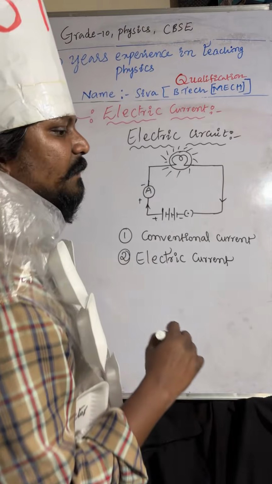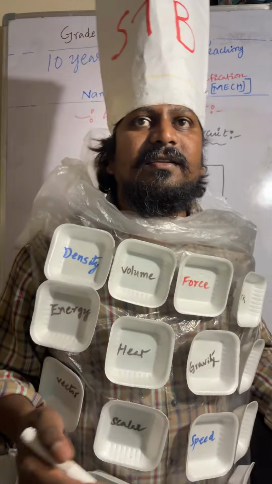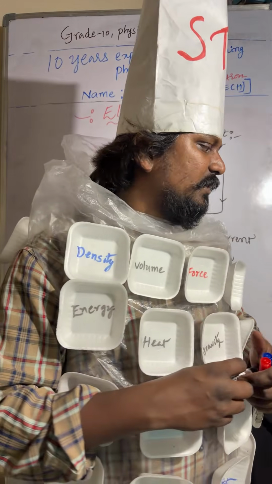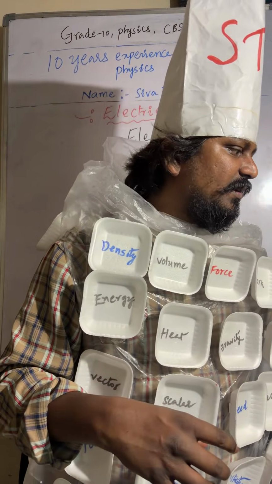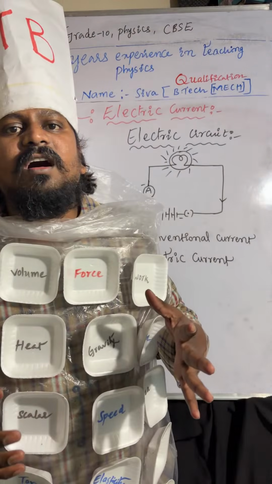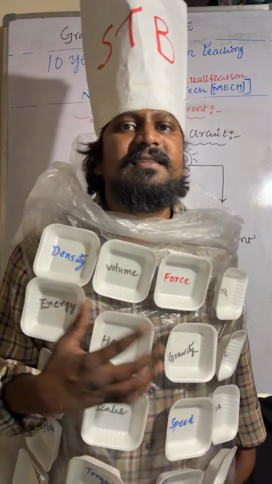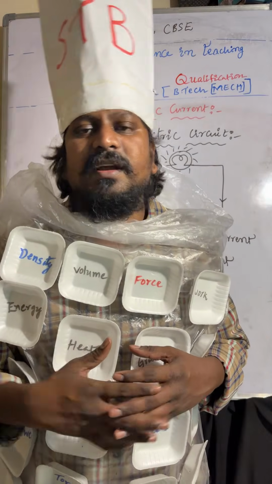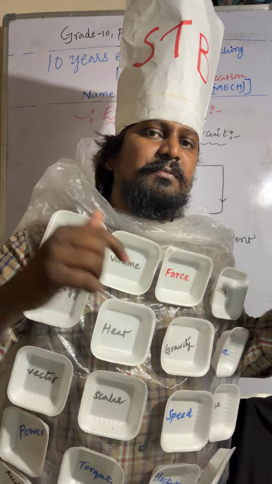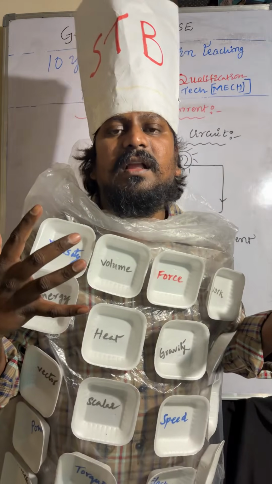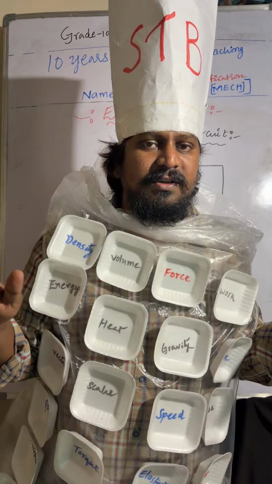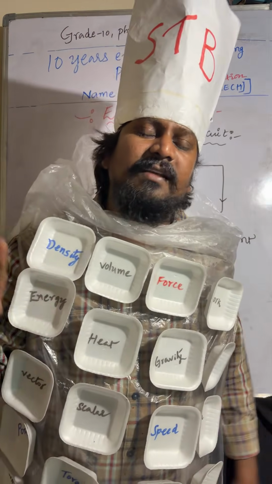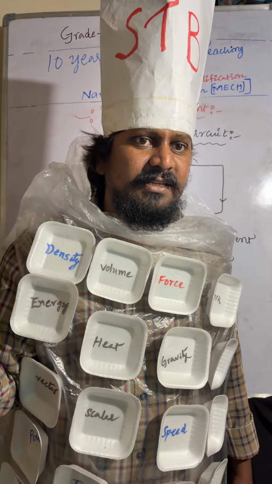Before the discovery of the electron, proton and neutron, scientists defined the flow of positive charges as the electric current. If the positive charges move from the positive terminal to the negative terminal, we say current is flowing. The direction of the current is taken from the positive terminal to the negative terminal.